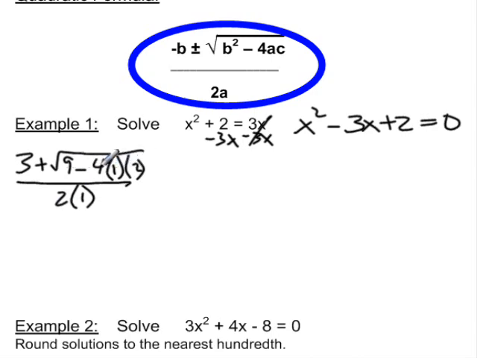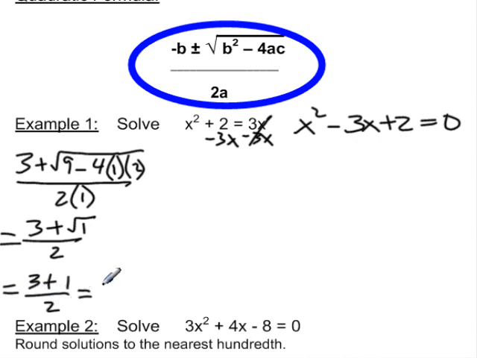So we have 9 minus 8. That's going to give me 3 plus the square root of 1, okay, 9 minus 8 is 1, all over 2. Okay, so here's my next line after I've worked out some of this. That's going to leave me with 3 plus 1, because the square root of 1 is just 1, over 2, which gives me 4 over 2, which is just simply 2.